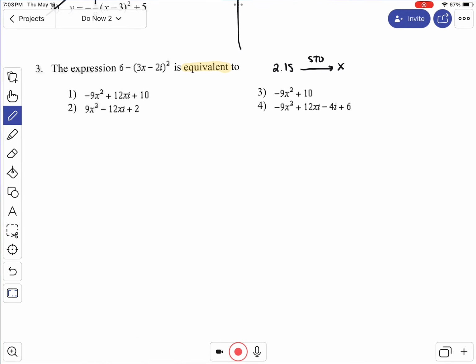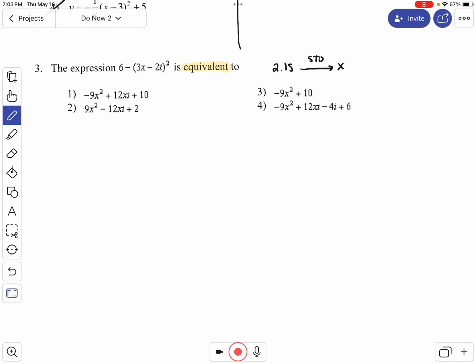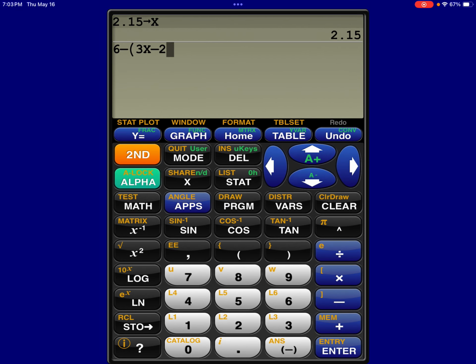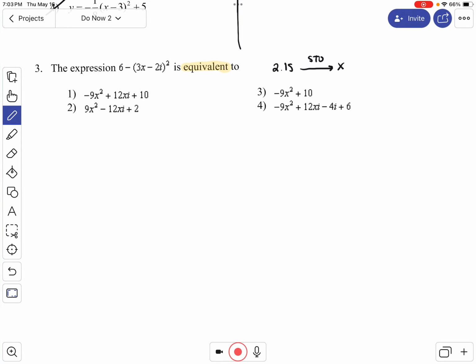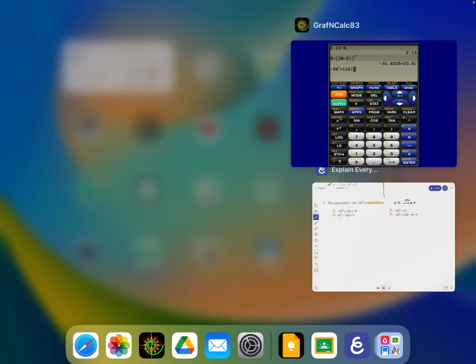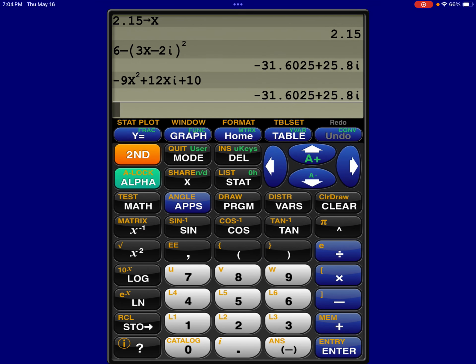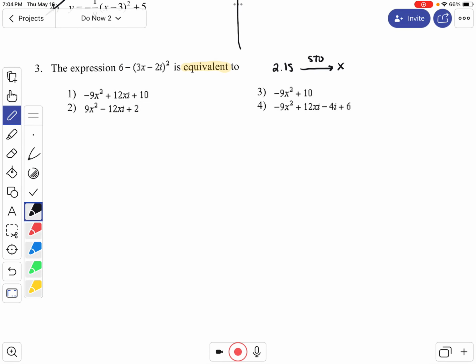All right, so the original is (6 minus 3x minus 2i) squared. The i is the second function down there. Don't pay attention to what this answer is. This is just a checking mechanism. So the first option is negative 9x squared plus 12xi plus 10. Okay, so right away it looks like that's equivalent. So I'm just going to circle that one. I'm hoping that this is going to be the right answer, but let's just double check all the other options.